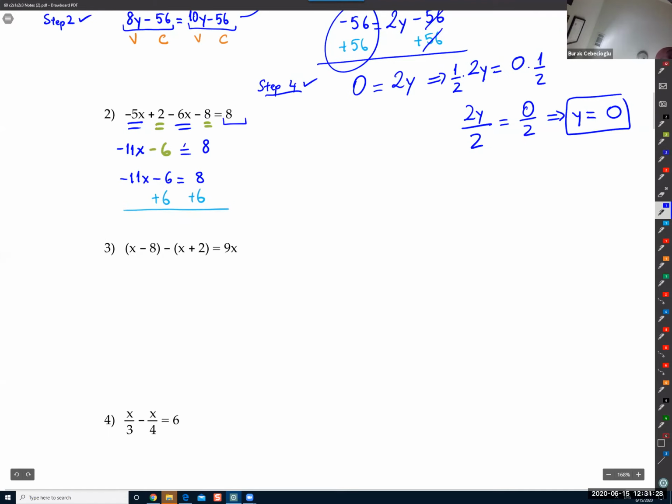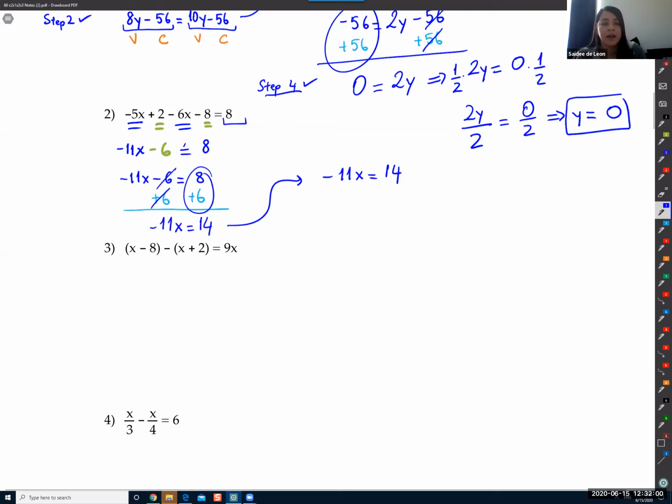All right, let's add the 6 to both sides, which means these two are going to disappear, right? And what's left on the left-hand side is negative 11x. On the right-hand side is 14. Yay! So if I rewrite this clearly, negative 11x is equal to 14. And how am I going to isolate x now? Divide by negative 11. Yes. Very good. Divide both sides by negative 11.